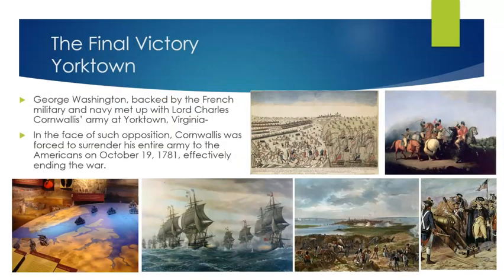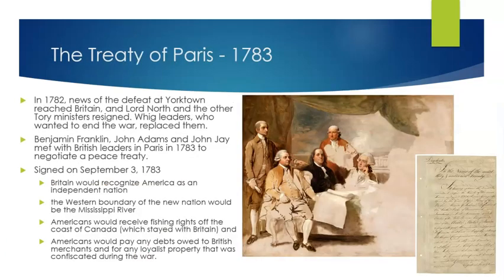The final battle of the war would take place in Virginia, in Yorktown. The French Navy had finally arrived and attacked the British Navy, defeating them in a battle on the Chesapeake Bay, leaving General Lord Charles Cornwallis trapped along the York River between the French Navy at sea and George Washington's troops on land. Thus, he was forced to surrender in October of 1781, effectively ending the war.